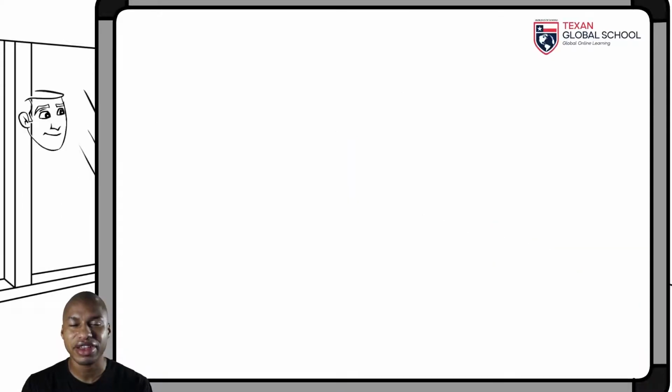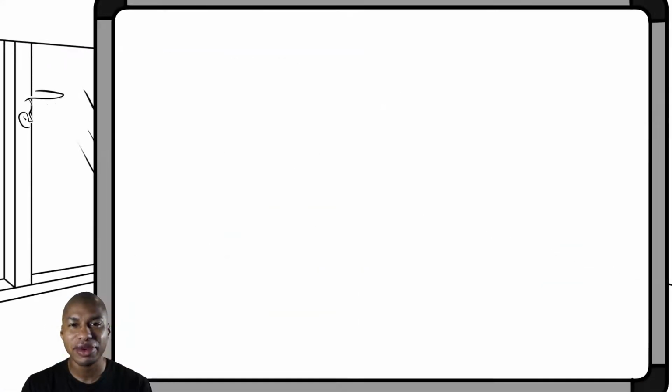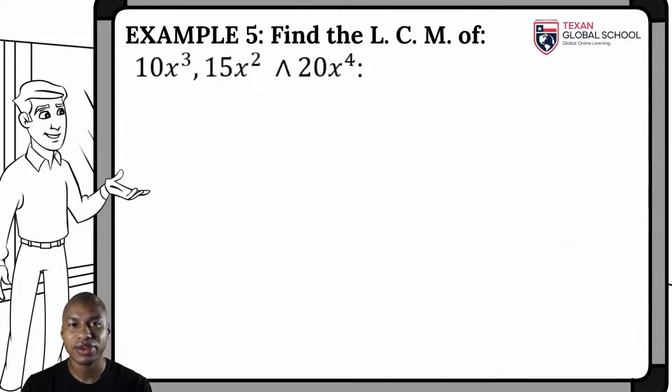For the case of rational algebraic expressions, we also obtain the least common multiple considering the following. It is calculated with the least common multiple of the numerical coefficients of each term or factor. In the case of variables, the variable with the greatest exponent of all the expressions is selected. Then, the least common multiple will be the product between them. Let's look at an example. We will find the least common multiple of the expressions on the blackboard.